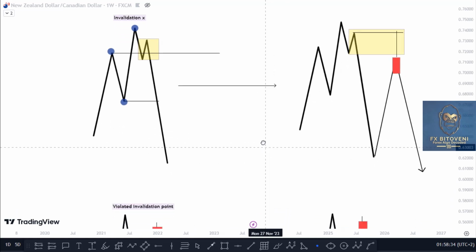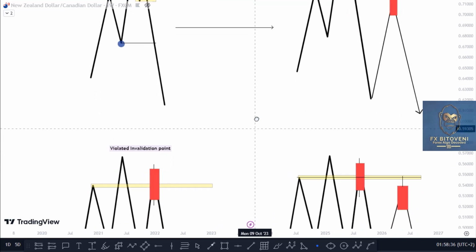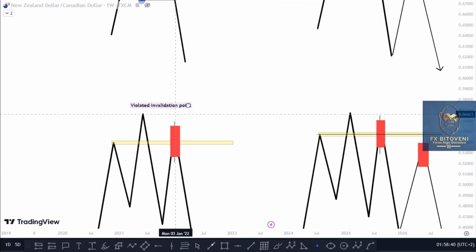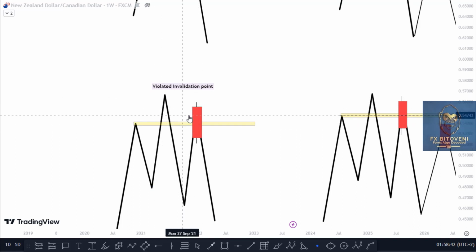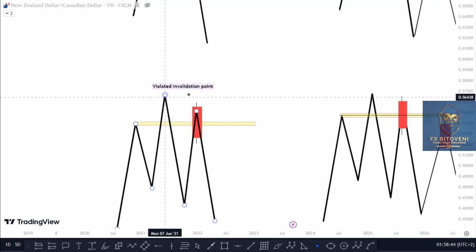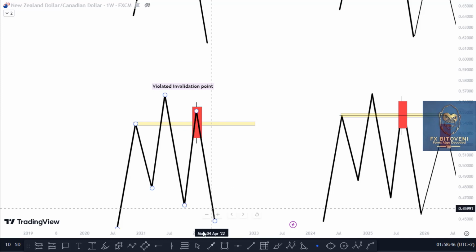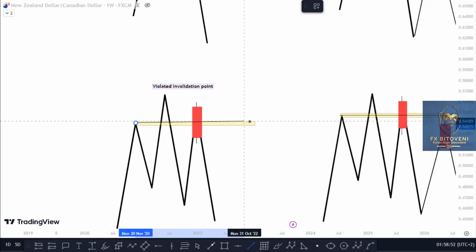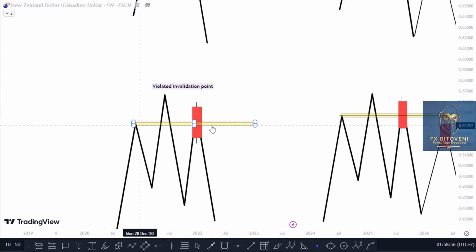Then the next pattern is this. In some cases, you are going to have a normal invalidation point. When I say invalidation point, the invalidation point is this line.